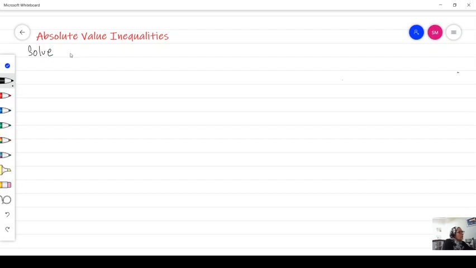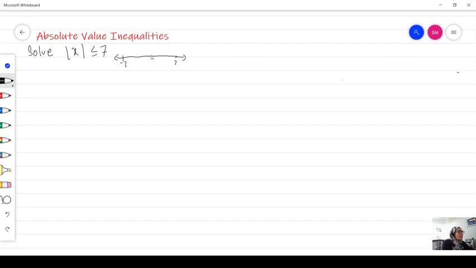They said solve and I have the absolute value of x less than or equal to 7. If that's the case, what is the solution set for this? The solution set for this is going to be all the numbers whose distance from 0 is less than or equal to 7, which means 7 and negative 7 and all the numbers between them are included in here.